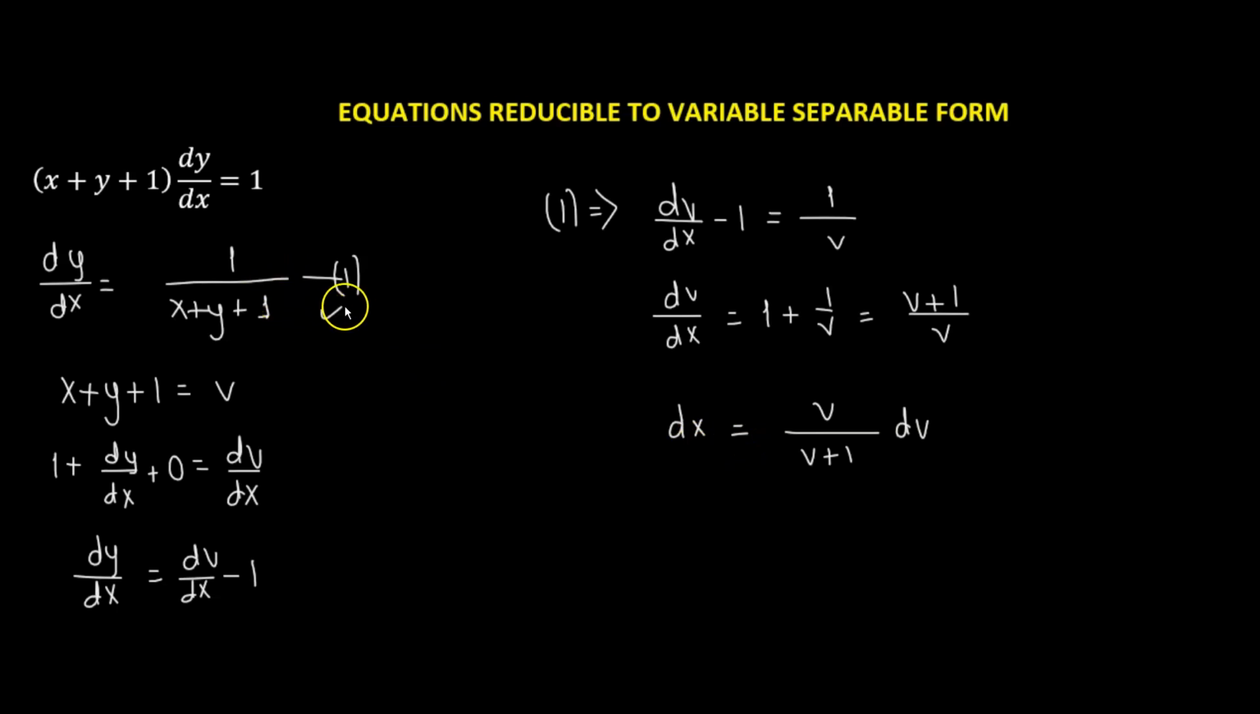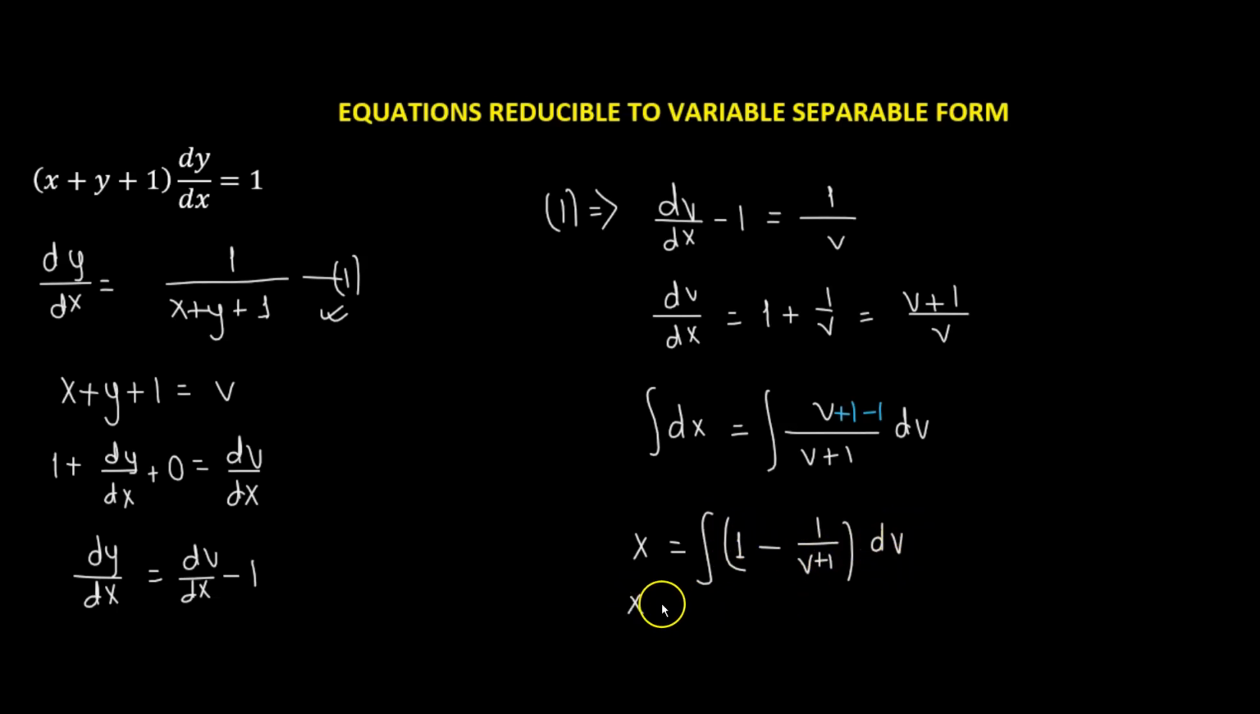So whatever was given in the original differential equation, we have reduced it to a variable separable form. Now we are ready to integrate both sides. Integration of dx is simply x. Now to integrate v over v plus 1, we will add and subtract 1 in the numerator, so that we have integration of v plus 1 minus 1 over v plus 1. That will be simply 1 minus 1 over v plus 1 dv.